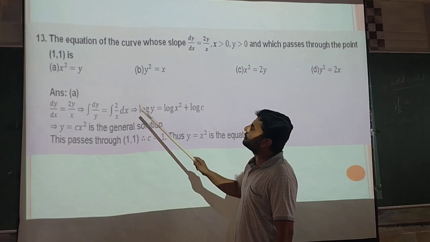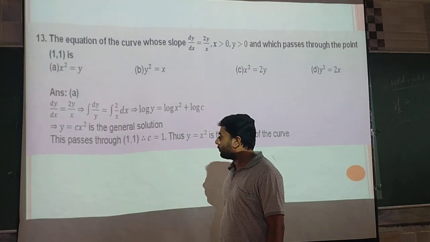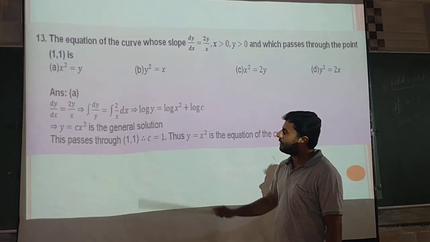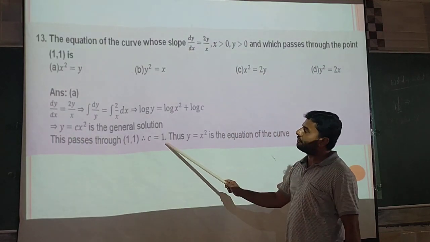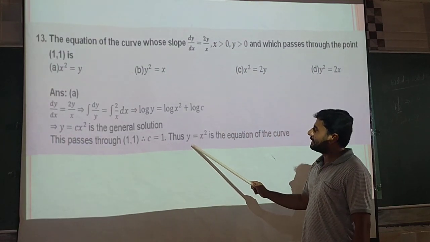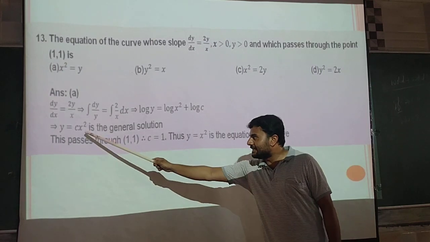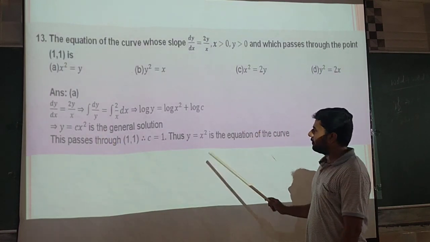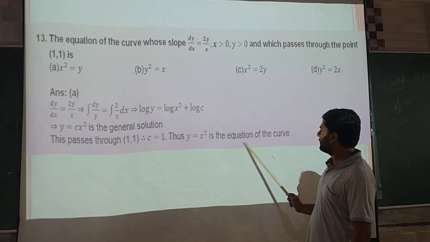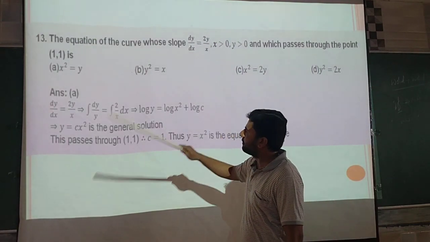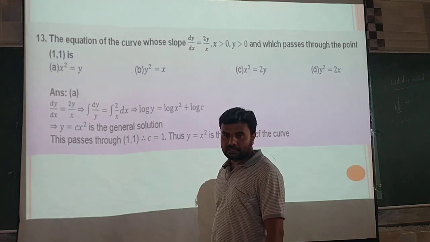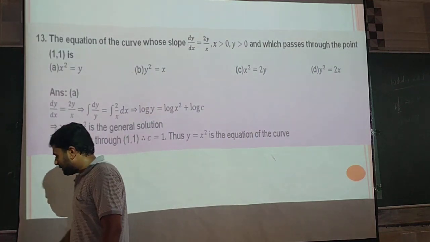This general solution passes through the point (1, 1), then x is equal to 1 and y is equal to 1. You know that x equal to 1, y is equal to 1, then the value of c gets 1. Thus in the equation y is equal to cx square, the value of c is 1, then the solution is y is equal to x square, the equation of the curve of the family of differential equation. Hence option B, y square is equal to x.